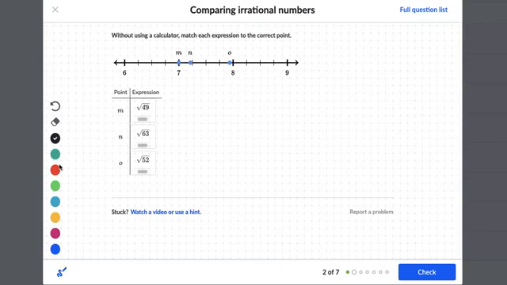We need to figure out the radical for 7. 7 is the same as the square root of 49. Okay? And 8 is the square root of 64. So all I'm doing is putting my perfect squares down so I can figure out what's going on. So m is definitely square root of 49. This one's good. We don't need to move it.